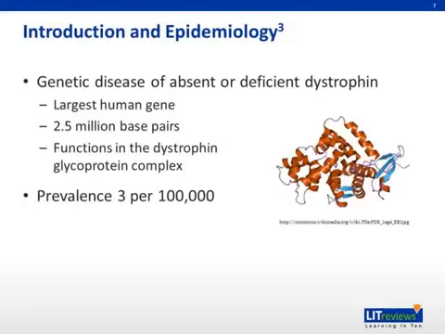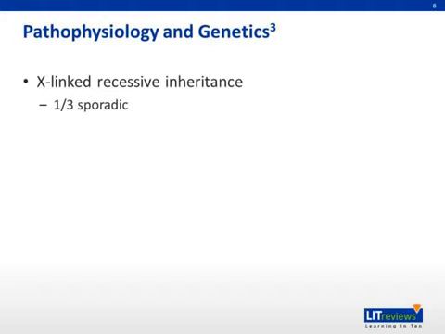Dystrophin is a protein that is encoded on the largest human gene, consisting of 2.5 million base pairs and 79 exons. It functions in the dystrophin glycoprotein complex as a structural protein that anchors the sarcolemma to the muscle cytoskeleton. It is coded on the X chromosome, Xp21, and is inherited in an X-linked recessive manner. The disease is expressed in boys, and up to one third of the cases are sporadic.